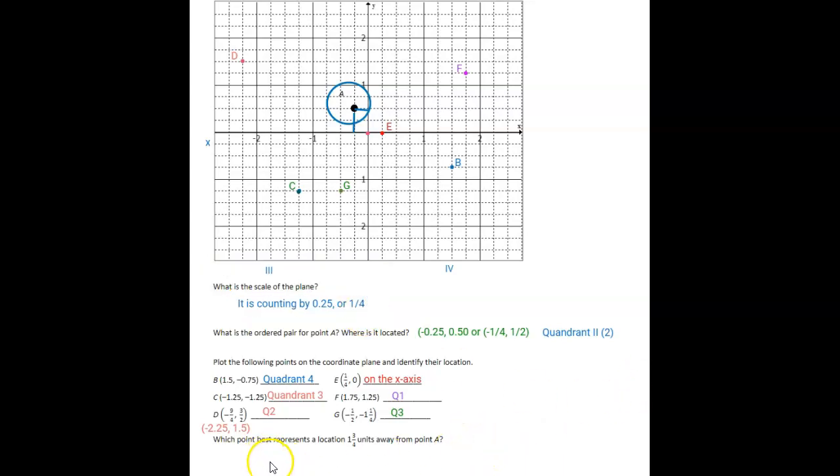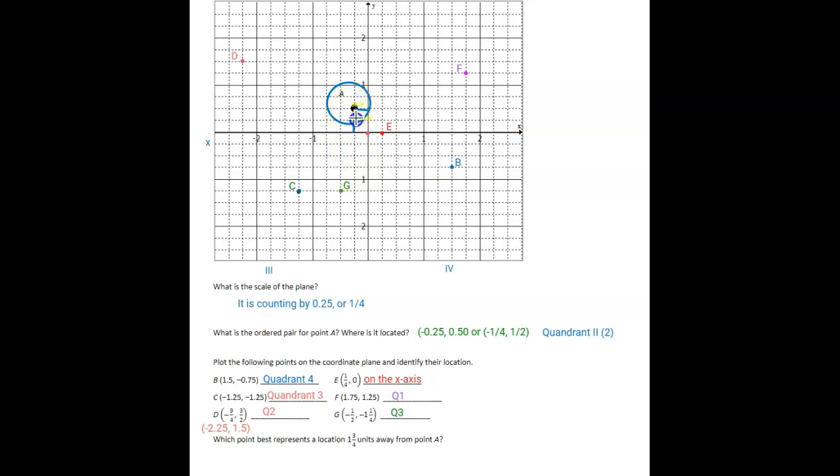Now it says which point best represents a location 1 3/4 units away from point A. So if I'm at point A, I am wanting to find the spot that has a distance of 1 3/4 places away from point A. So I'm looking for a whole number and then 3 grid marks. So altogether I have 7 grid marks that I'm looking for. So F is too far away, E is too close, D is too far away, C is too far away, but let's look at point G.